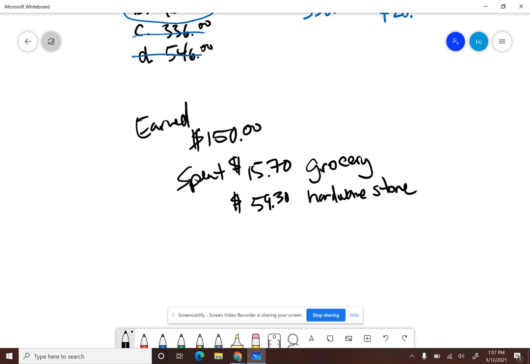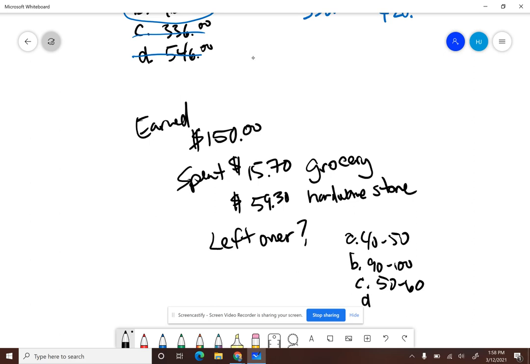Now, again, if I'm trying to figure out how much he has left over after he earned the $150 and he spent this on these different expenses? Well, again, if you try to take $15.70 from $150 and then take $59.30 from that, it's just going to get difficult. It's not going to be very easy to do. So again, let's just make some answer choices real quick. Let's say A is between 40 and 50. Let's say B is between 90 and 100. C is between 50 and 60. And D is between 70 and 80.